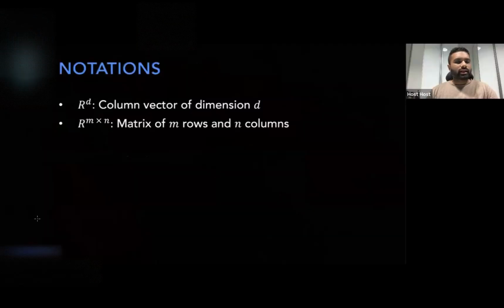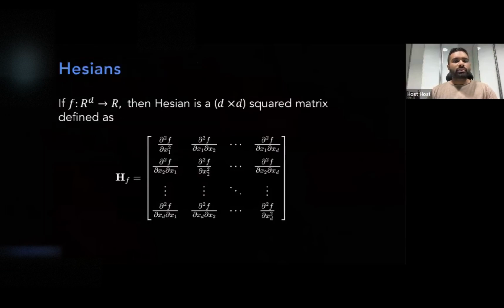Correct? Now let us see the proof by property 3, and for this I require some notion of the Hessian of a function, and what we mean by the Hessian of a certain function. So let us start by understanding the Hessian first. In the notation that I will be using in this class, R to the d refers to a column vector of dimension d, and R to the m cross n refers to a matrix of m rows and n columns.